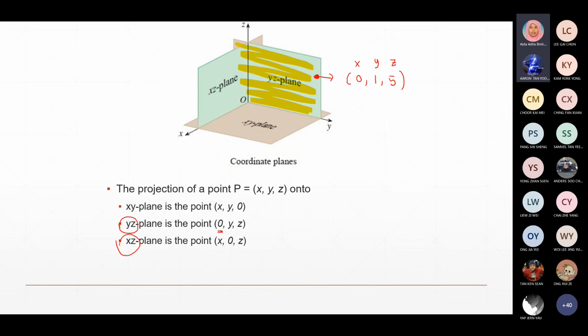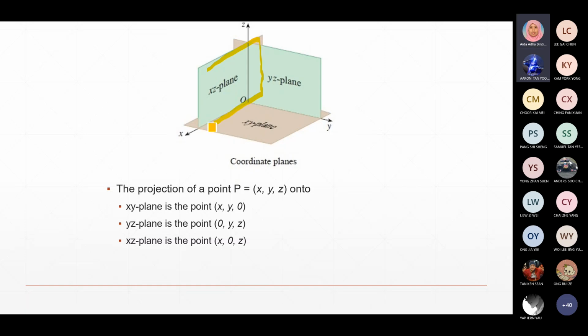How about the XZ plane? For the XZ plane, you can see your y is 0. This is the plane that you have. For example, let's say x is equal to 3, y is 0, and z is equal to 5. There is no y, y is equal to 0, so you know this point is on the XZ plane. This is how we find the projection of one point on each plane: the XY plane, the YZ plane, and also the XZ plane.